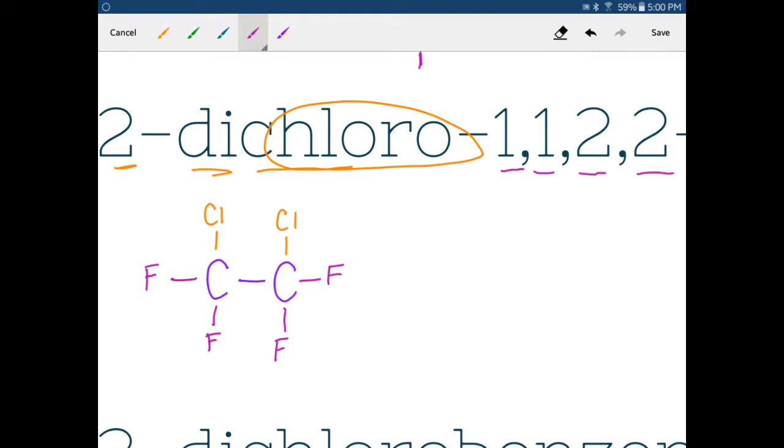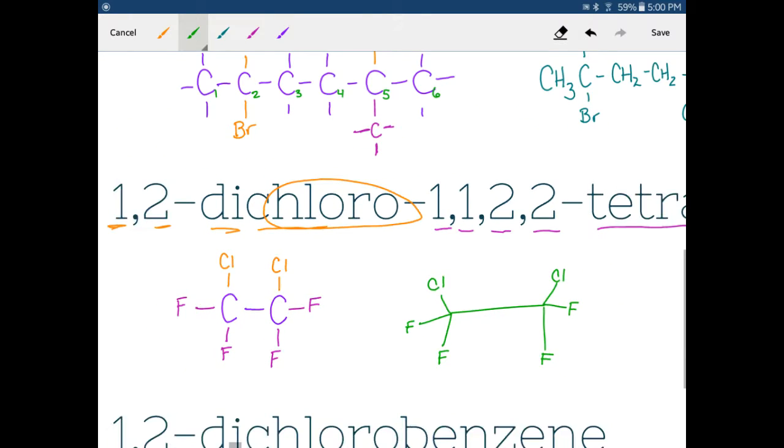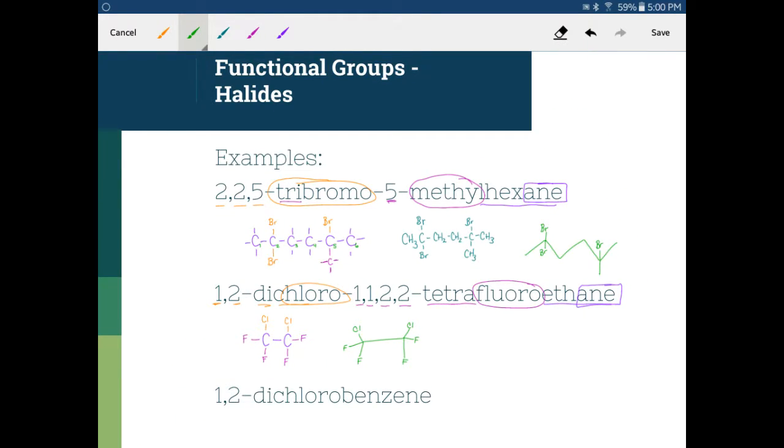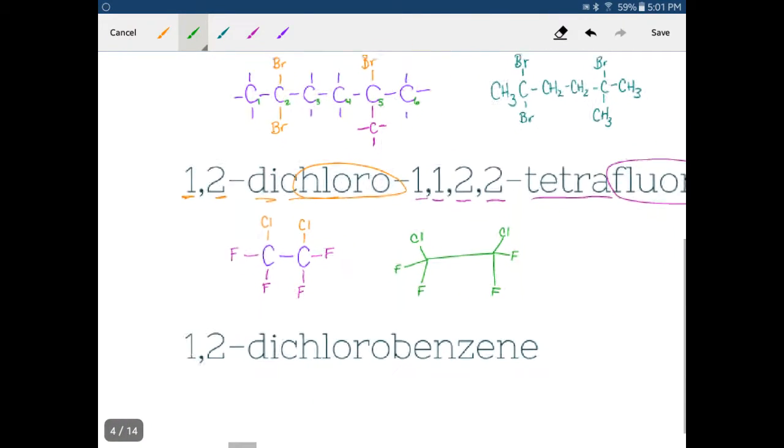Okay, again, you get the idea on the condensed structural formula, and if I was to draw a line diagram for this, it would be pretty messy, but essentially I would have F, F, Cl, Cl, F, F. So I have 1,2-dichloro-1,1,2,2-tetrafluoroethane. Bet you never thought you would have known how to draw that. So that's pretty cool and exciting. Let's take a look at this last example here.